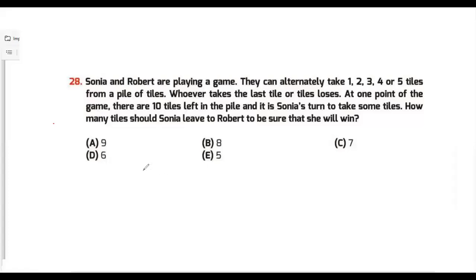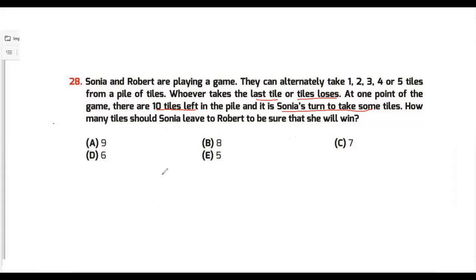Question 28. Sonia and Robert are playing a game. They can alternately take 1, 2, 3, 4, or 5 tiles from a pile of tiles. Whosoever takes the last tile or tiles loses. At one point of the game, there were only 10 tiles left in the pile, and it's Sonia's turn to take some tiles. How many tiles should Sonia leave to Robert to be sure that she will win?